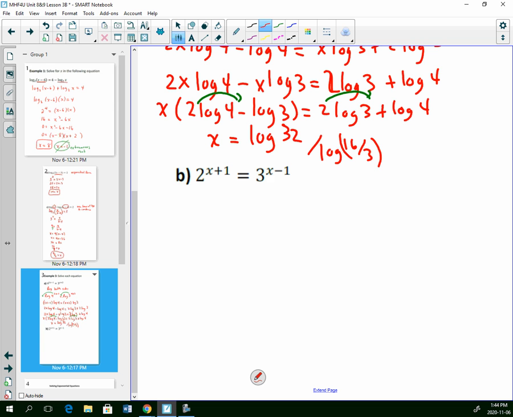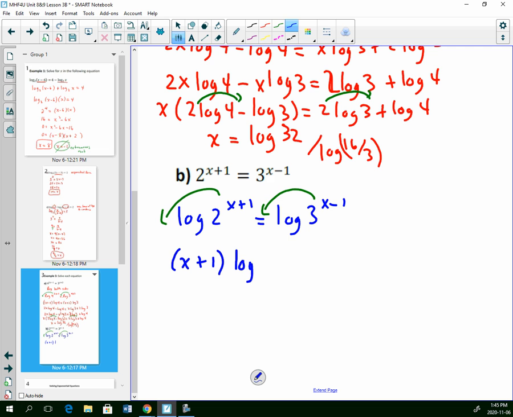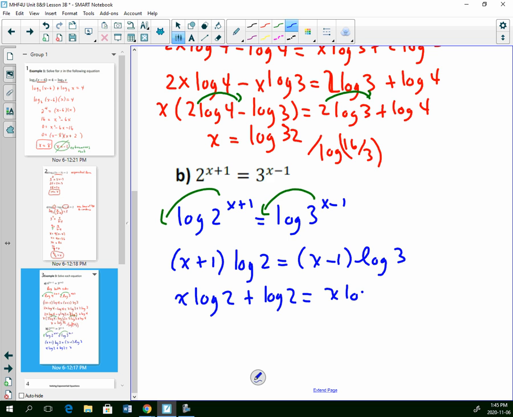Okay, so same thing here. Let's do a different color. So I'm going to log both sides. Right, log both sides because I don't have the same base and I want it in log form. And then we bring down the power. Make sure we put it in brackets. Expand our brackets so that we can get all our terms. So x log 3 minus log 3.